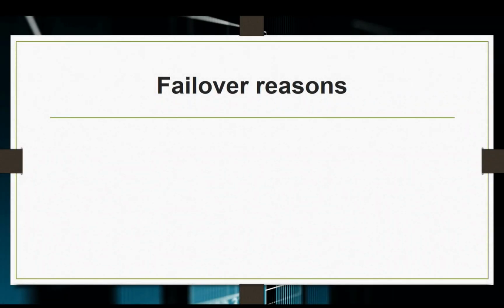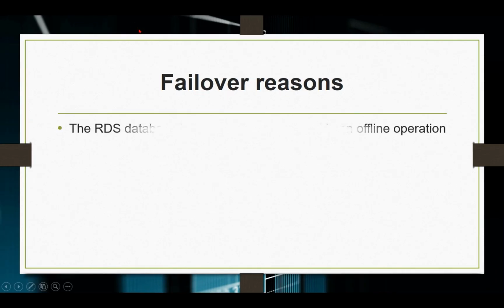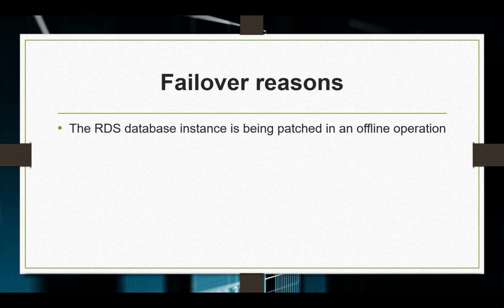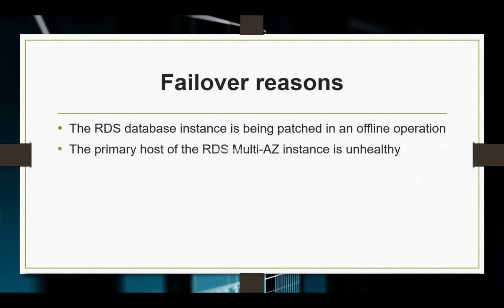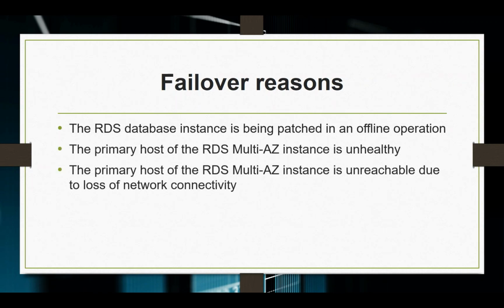There are several things that can cause your instance to switch over automatically, right? This includes the operating system underlying the RDS database instance being patched in an offline operation. So this could trigger a failover within your maintenance window, right? The primary host of the RDS multi-AZ instance is in an unhealthy state. So the multi-AZ deployment can detect an impairment in the primary DB instance and then perform a failover. The primary host of the RDS multi-AZ DB instance could also lose network connectivity. So RDS monitoring could detect network reachability failure to the primary database instance and trigger a failover.